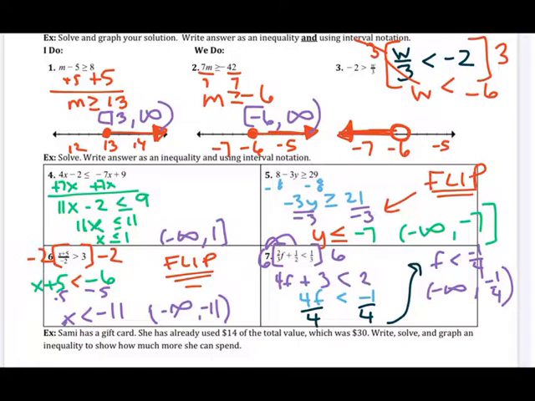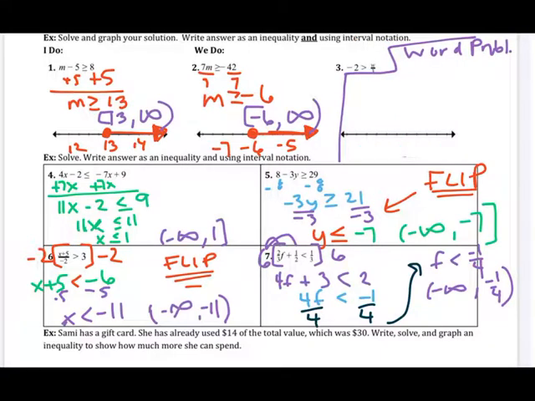Notice all of these problems had negative infinity instead of positive infinity because in the end, they were all less than. If you ended up with a problem that was greater than, your number would be on the left-hand side and your infinity would be on the right-hand side.